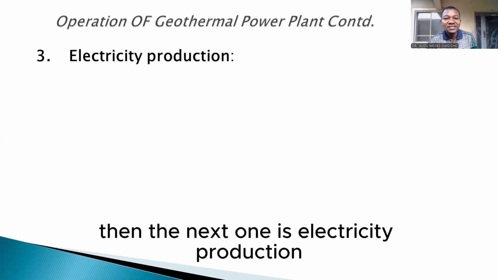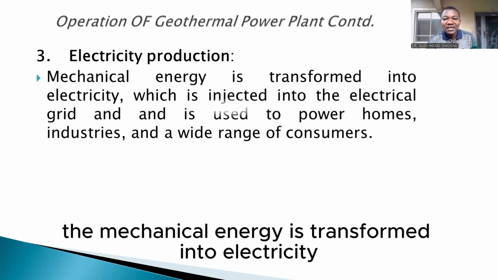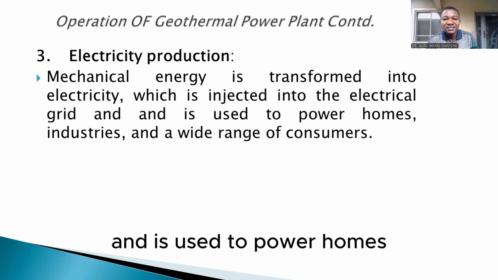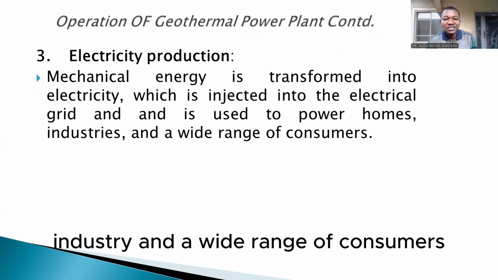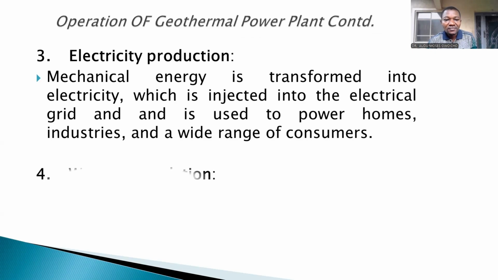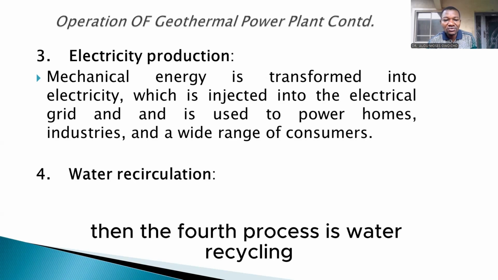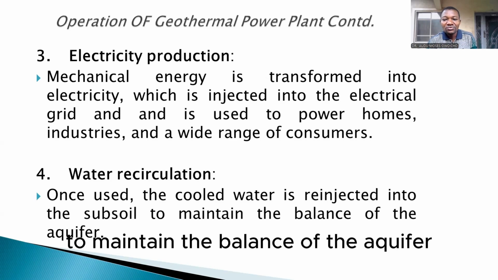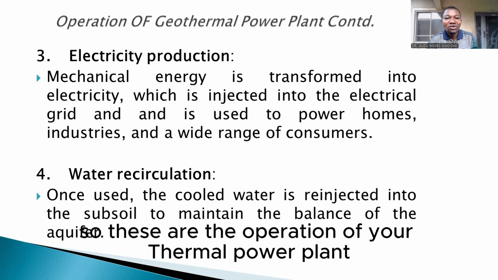Then the next one is electricity production. The mechanical energy is transformed into electricity, which is injected into the electric grid and is used to power homes, industry, and a wide range of consumers. And then the fourth process is water recirculation. Once used, the cold water is reinjected into the subsoil to maintain the balance of the aquifer. So these are the operations of a geothermal power plant.